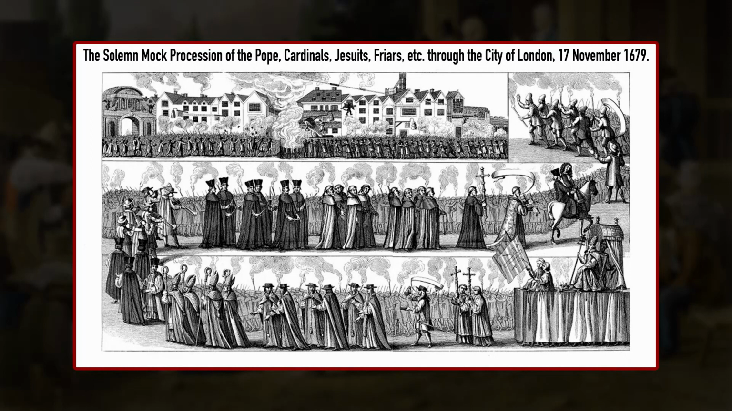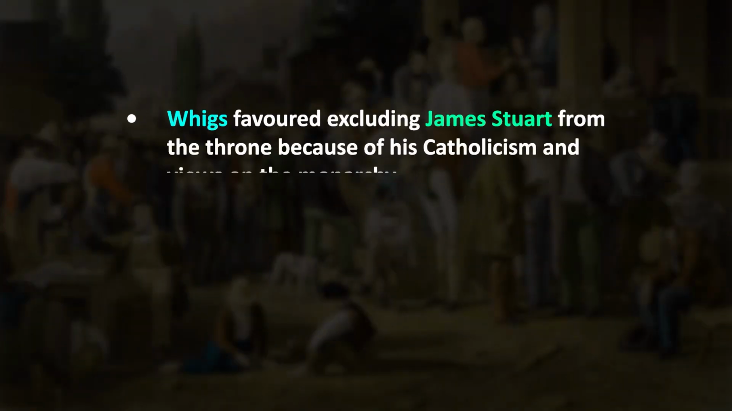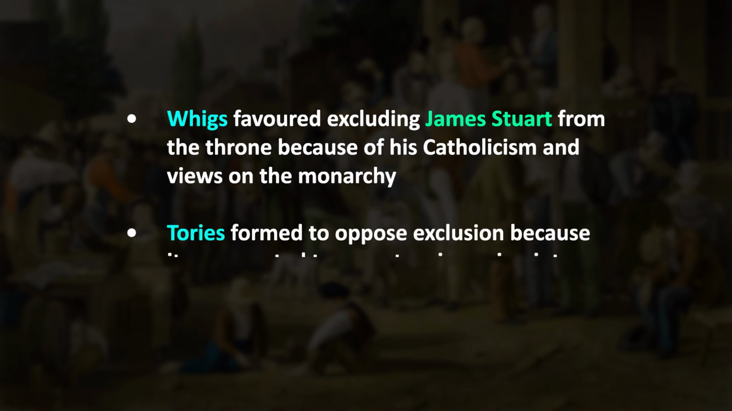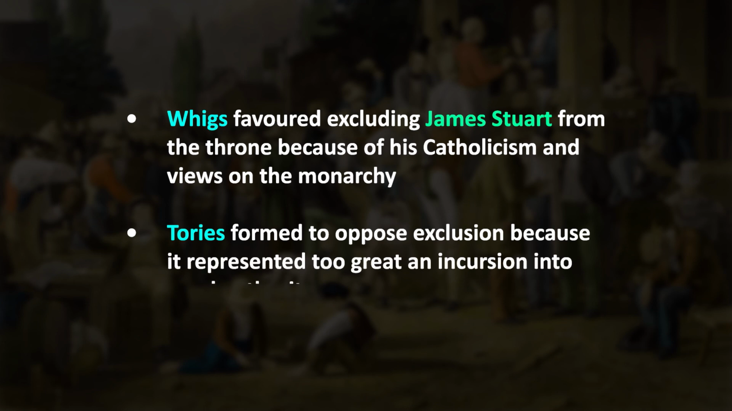Political parties emerged in the 1670s and 80s during the exclusion crisis. The Whigs favored excluding James Stuart from the throne because of his Catholicism and views on the monarchy. The Tories formed to oppose exclusion because it represented too great an incursion into royal authority.